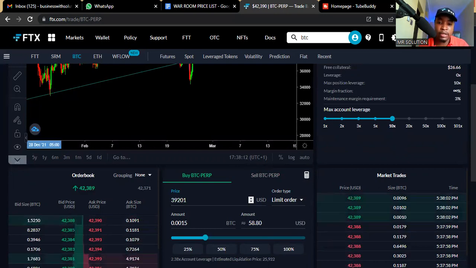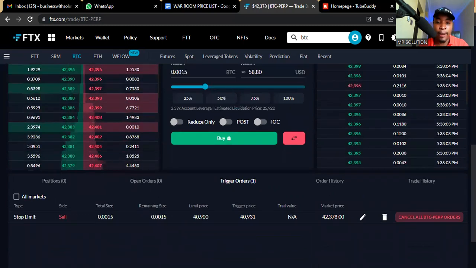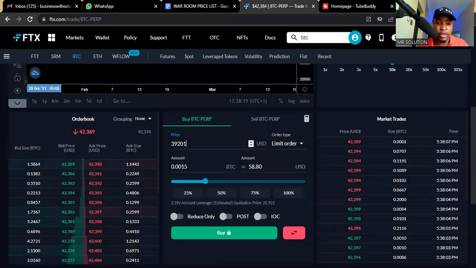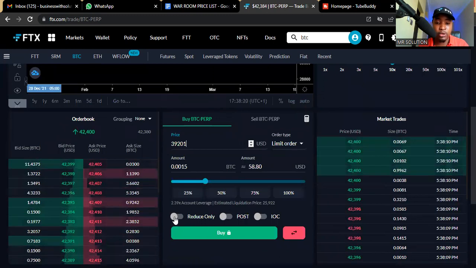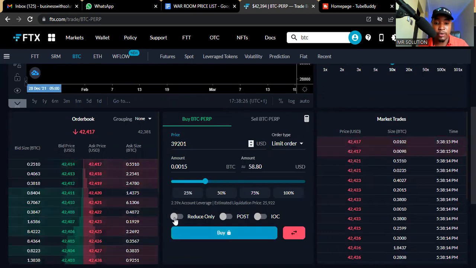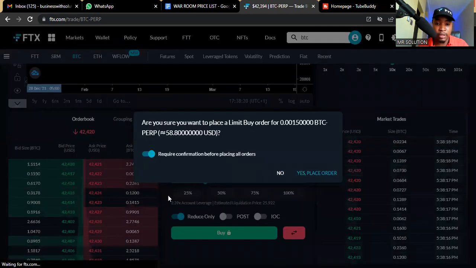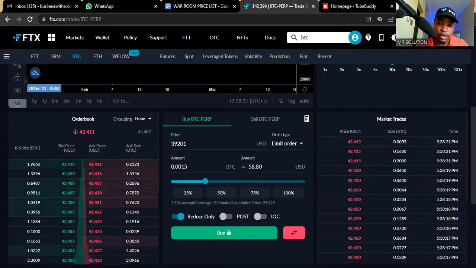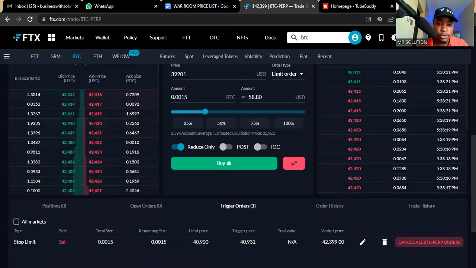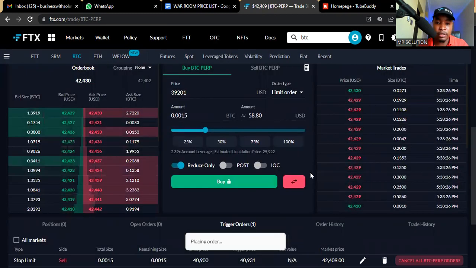And then I go right ahead and click on buy. That's to close the trade. So I need to toggle what? Reduce only. So I go ahead and click on that. What value? Please let me get this clearer. 0.0015. Okay, reduce only. I go right ahead and click on place order.